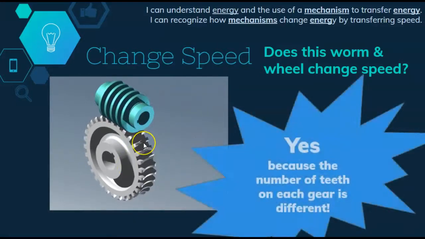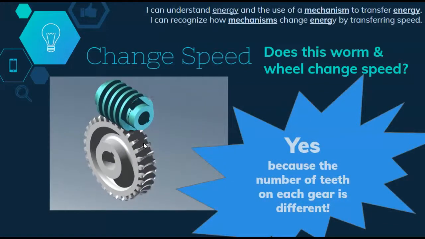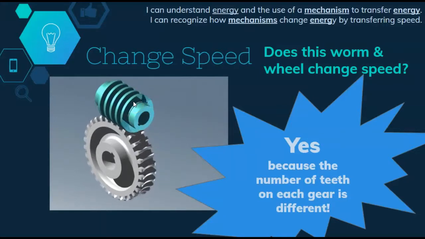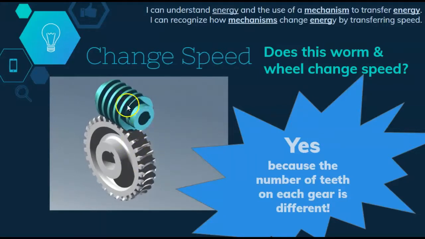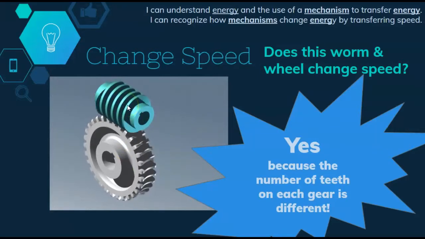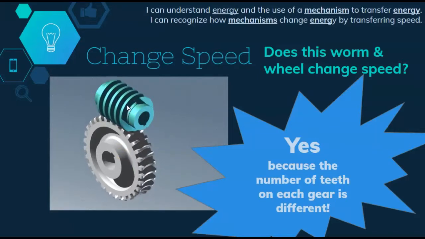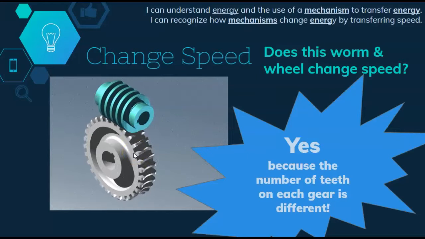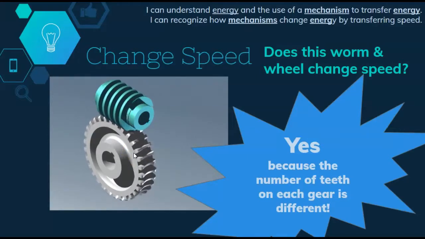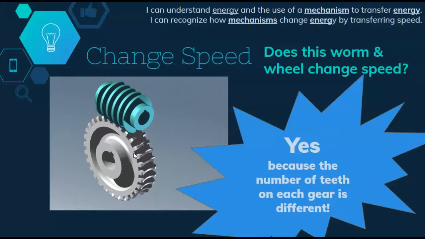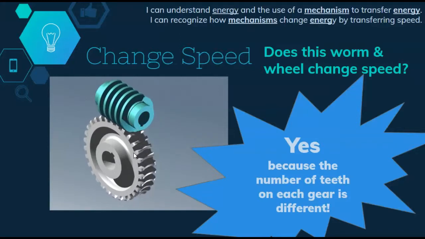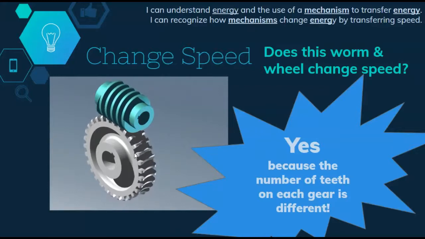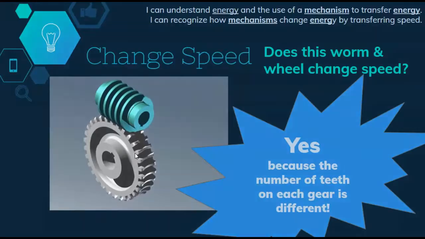The answer is yes, and ultimately it comes down to the number of teeth. There are a different number of teeth in a worm gear compared to the wheel. In our worm, we actually only have one tooth spiraling all the way down the length of that gear. In this wheel gear, we'd have to pause the GIF and count, but if I were to take a guess, I would say there's somewhere around 24 teeth. So there's a very large difference between 24 and 1. So speed is definitely changing.